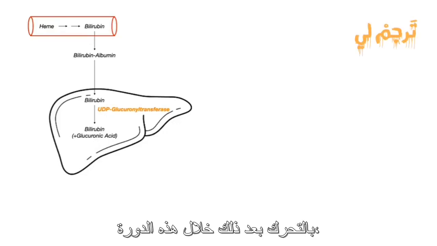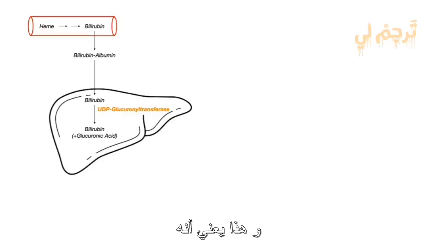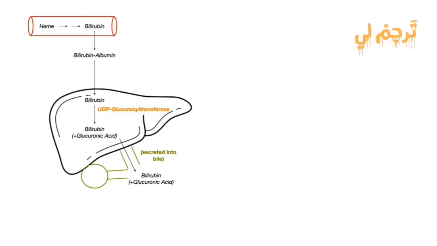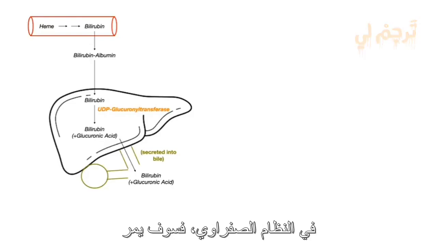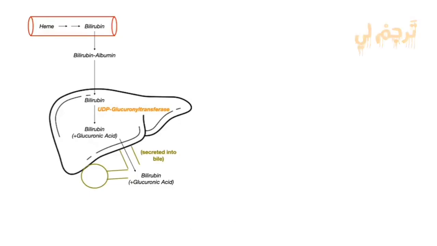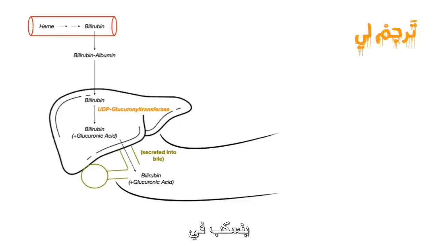So once bilirubin is conjugated, and that is to say that it has glucuronic acid, now it can be secreted into the biliary system. And once that bilirubin gets secreted into the biliary system, it will go through the biliary system and, of course, spill into the intestine.